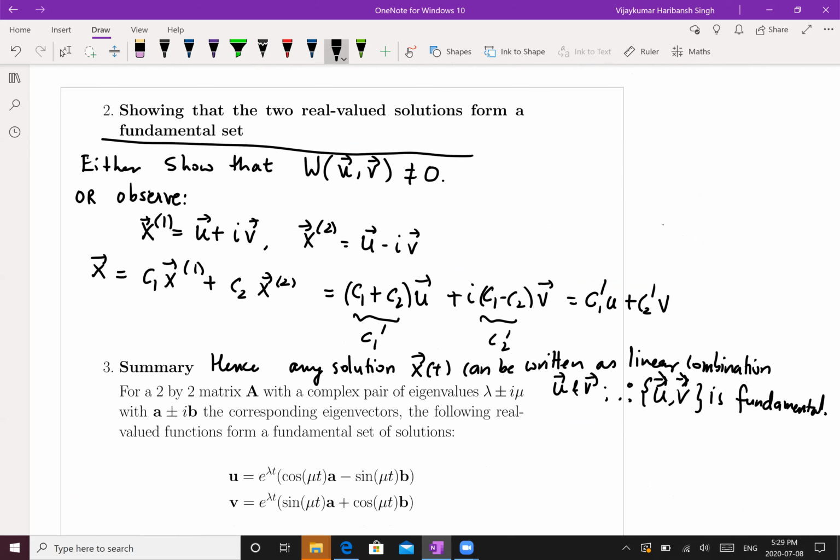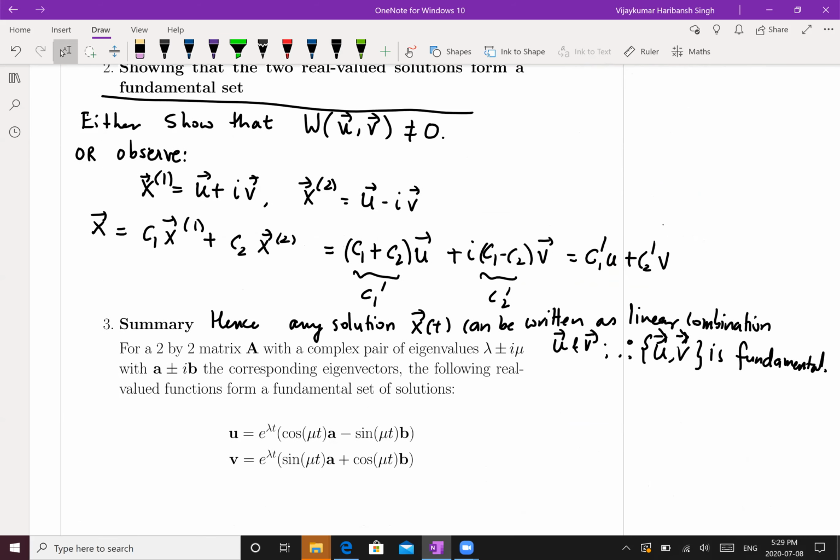So let me basically go through the summary of it. So for a 2 by 2 matrix A with complex pair of eigenvalues lambda plus or minus i mu, with A plus or minus iB as corresponding eigenvectors, the real valued solutions form a fundamental set and are given by the following.